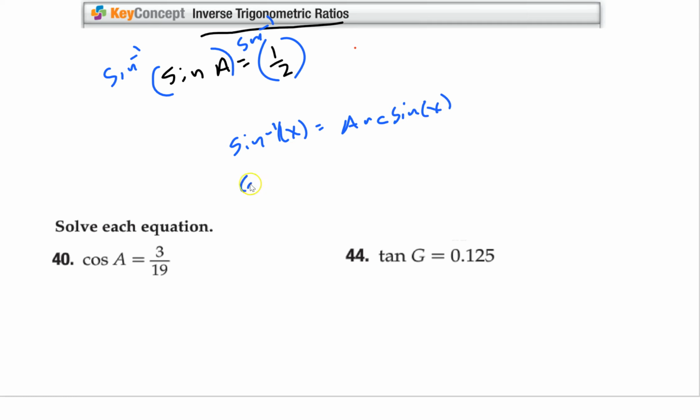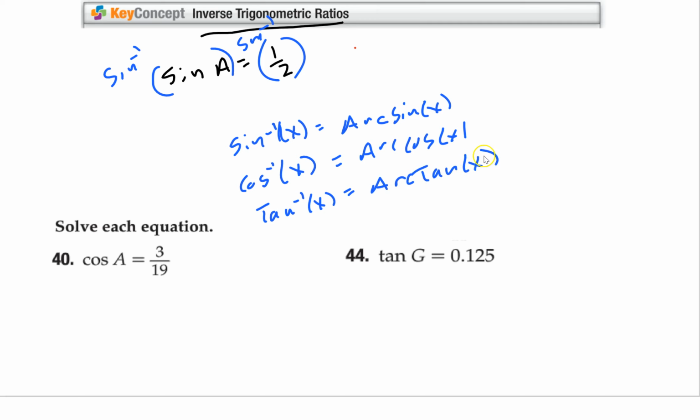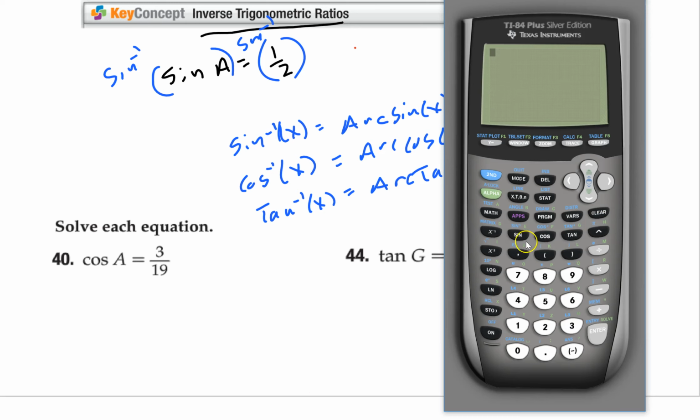Same thing goes for all of them. Instead of writing cosine inverse, you could write arc cosine. And the same thing for tan. So these are the exact same thing. And how I do this, I put this in my calculator. If you look at where sine, cosine, tan is, in my case light blue, you can see the inverse ones. So in this case I put inverse sine of 1/2. Now I get 30 degrees.